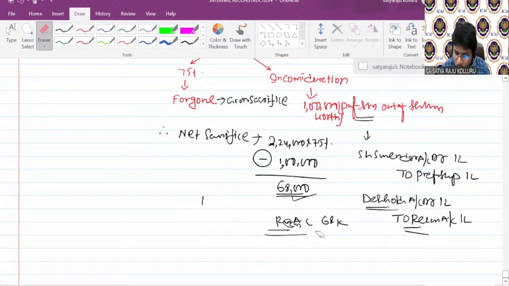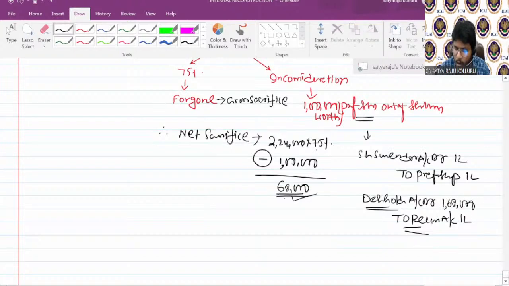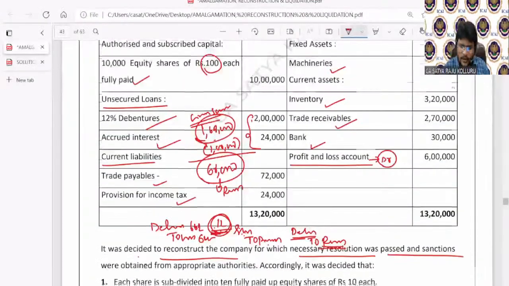Now, no need to pass two entries. Debenture holders account debit 1,68,000. Out of that, 68,000 is the real sacrifice. The remaining 1 lakh is due to utilization of share surrender. So the total amount is 1,68,000. Also, you can put it like this. Do you understand, guys? Is it okay to all of you? So next, let me continue the further issue.